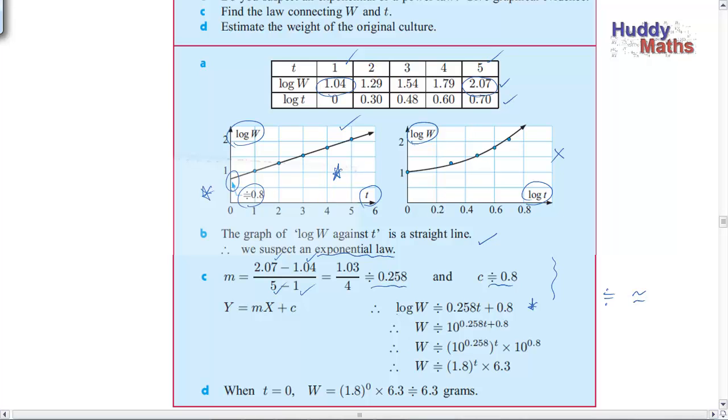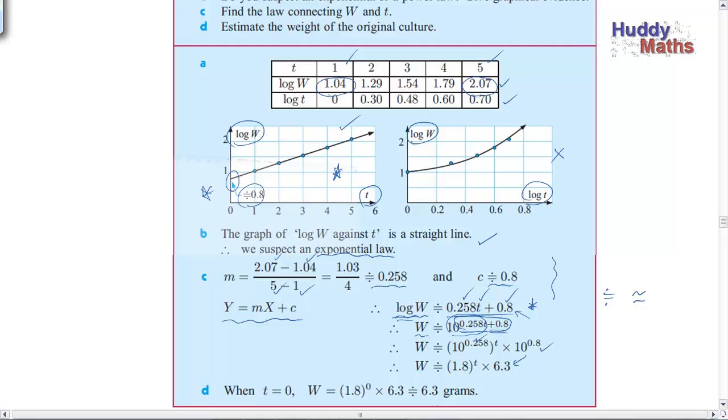So what have we just shown? The log of W equals m, the slope, by x, here is t, plus c, the vertical intercept. So therefore W is approximately, the log is this, so W is 10 to that power, because the log means a power of 10. Then breaking it up, it's 10 to this much times, because you're adding powers here, times 10 to the 0.8.